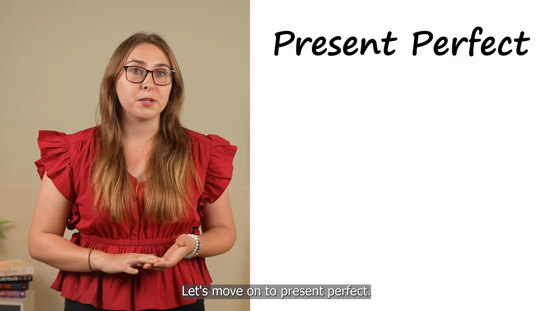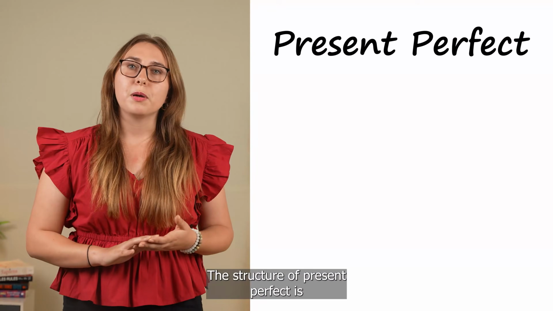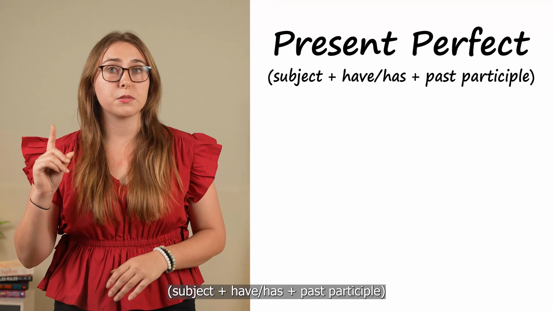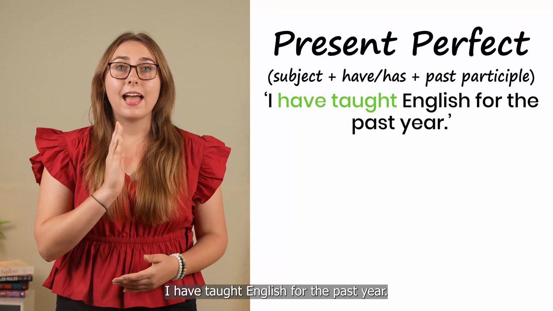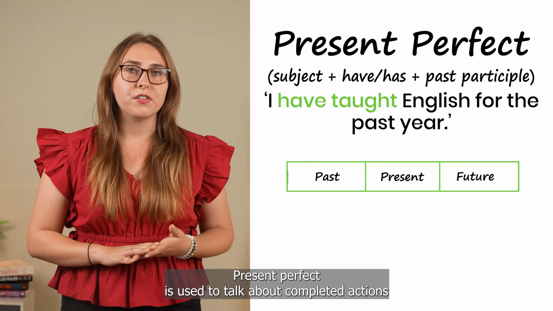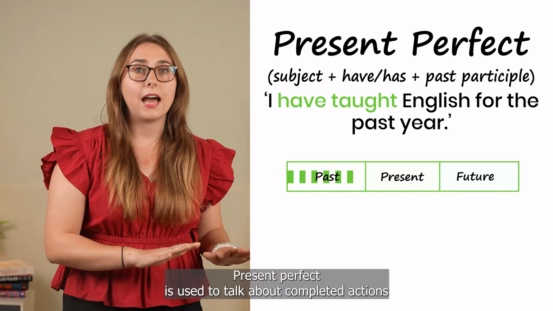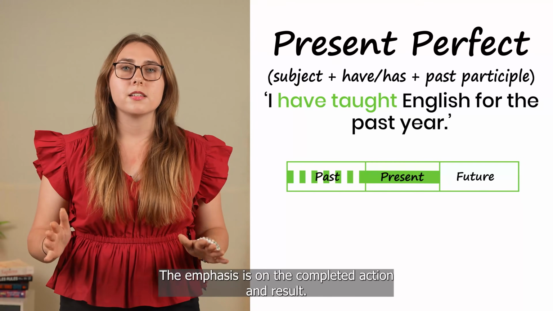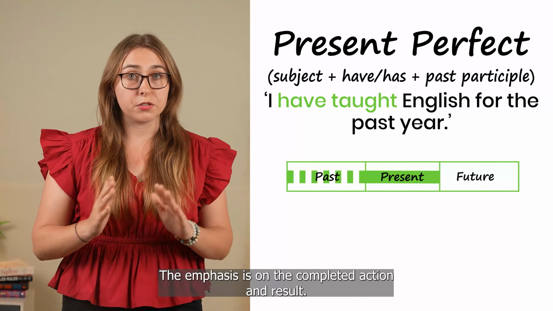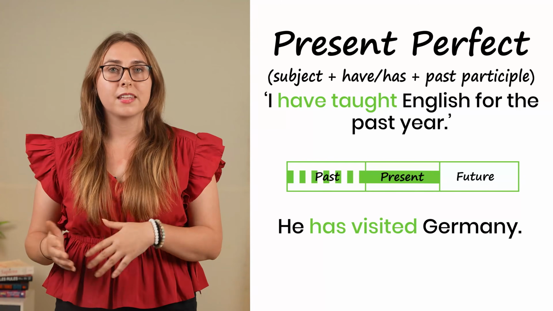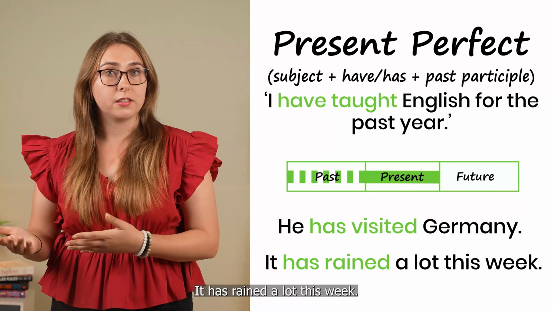Let's move on to present perfect. The structure of present perfect is subject plus have/has plus past participle. I have taught English for the past year. Present perfect is used to talk about completed actions that have a connection to the present. The emphasis is on the completed action and result. For example, he has visited Germany. It has rained a lot this week.